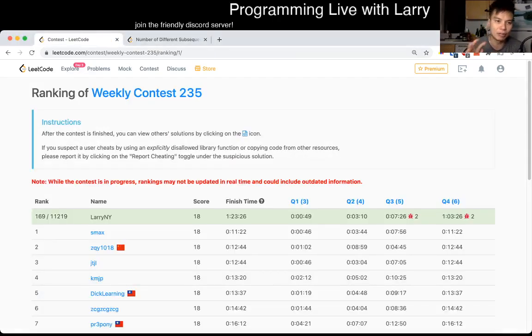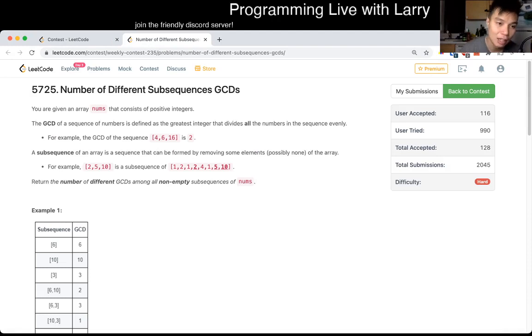This is me going over Q4 of the weekly contest 235. Oh, very hard problem for me anyway. Number of different subsequence GCDs. So this one, there's actually a little bit of a thing as well. I took a long time to solve this in general, but I got two wrong answers and two time limit exceeded answers in Python, for a reason that I actually wasn't paying attention to until I switched to Java. And we'll go over that.